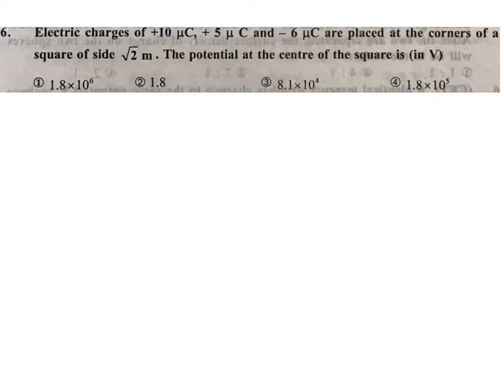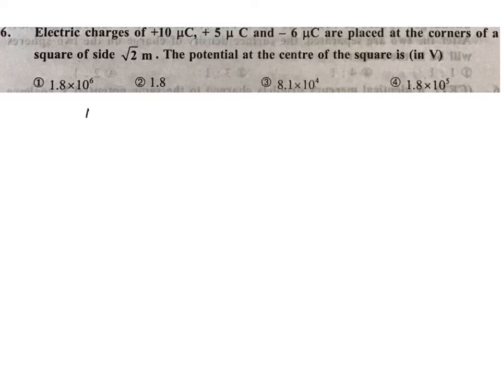Look at the next problem on electric potential. Electric charges of 10 microcoulomb, 5 microcoulomb and minus 6 microcoulomb are placed at the corners of a square of side root 2 meter. The potential at the center of the square in volt is?